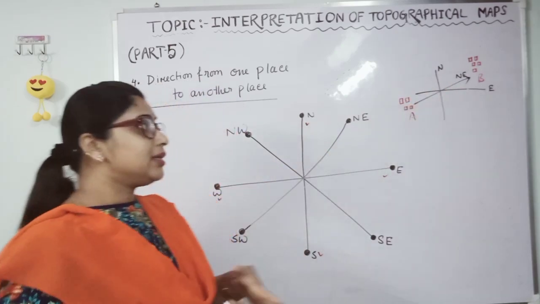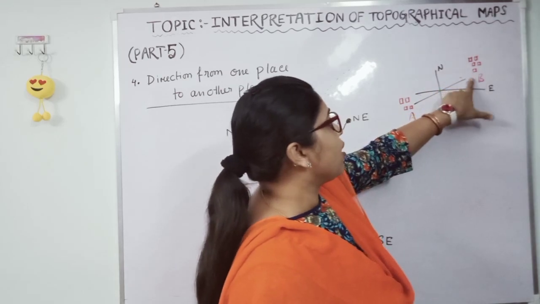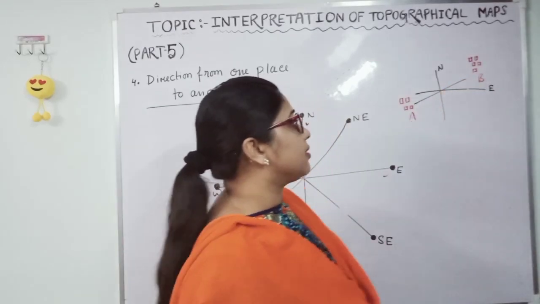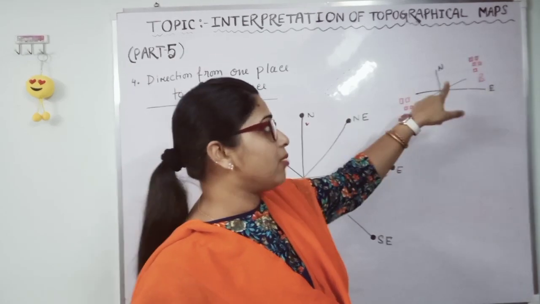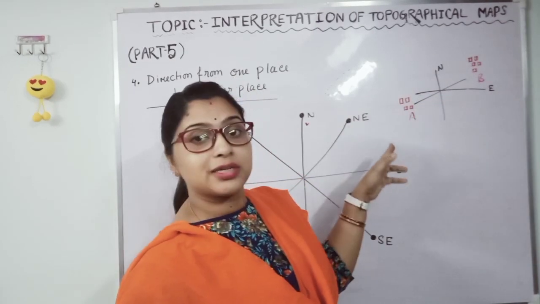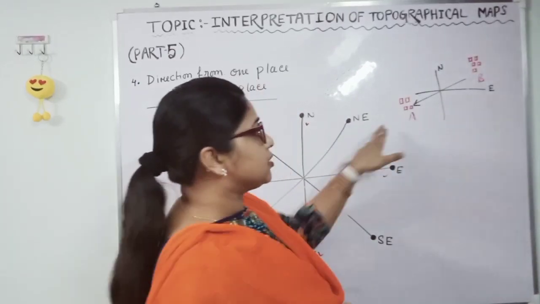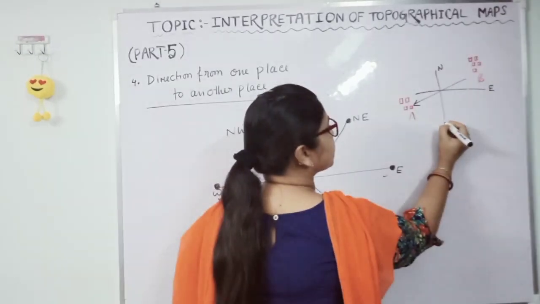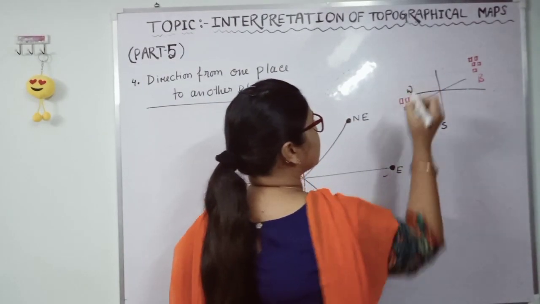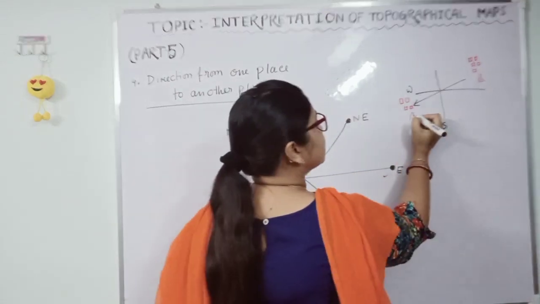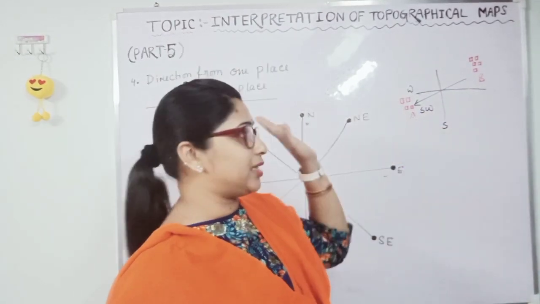Another case, it can ask from settlement B, in which direction settlement A is situated. Then you have to see, if it is on this side, it is not properly south, it is not properly west, so which direction is it? Southwest. Okay, it is southwest direction.